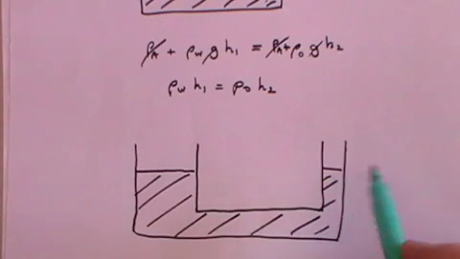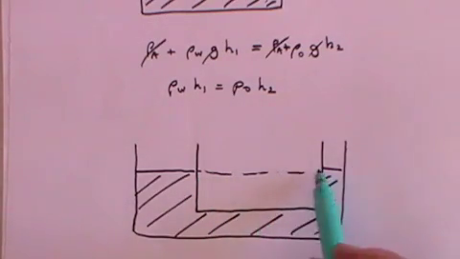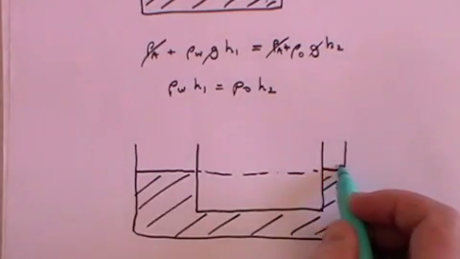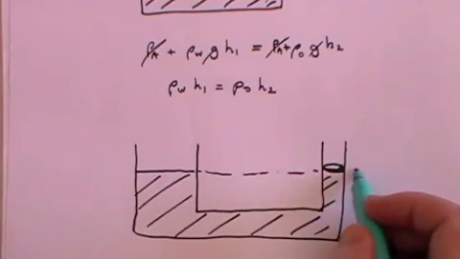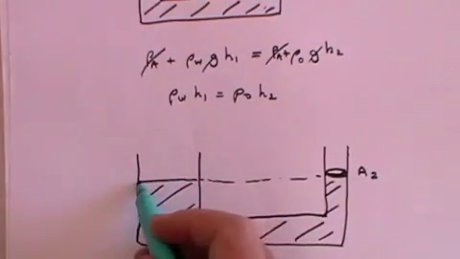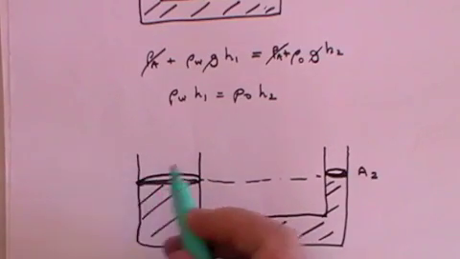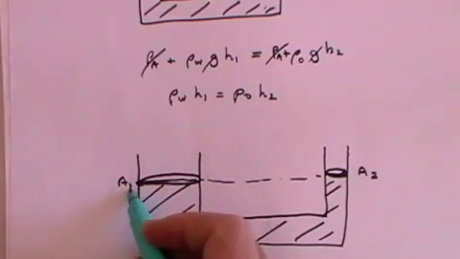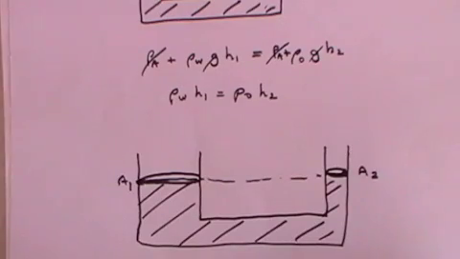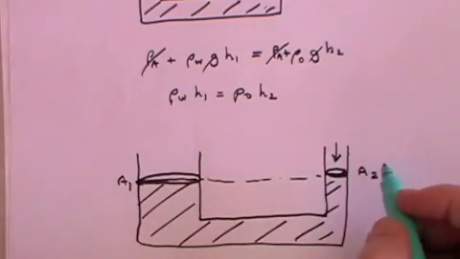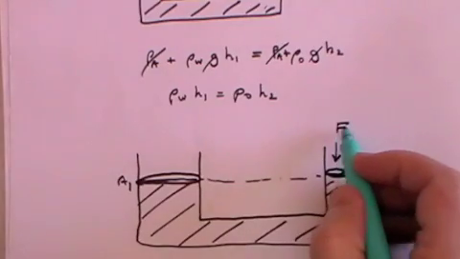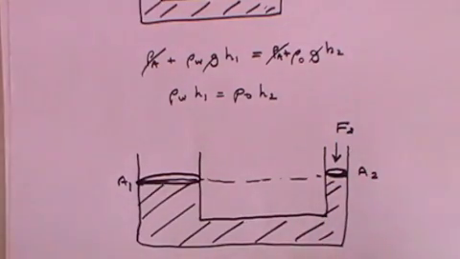And of course, the oil will always come to the same height on both sides. Now, let's suppose that the area of this side is A2, and the area of this side is A1. And what we're going to do is put a force on here. We're going to press down with a force F2.